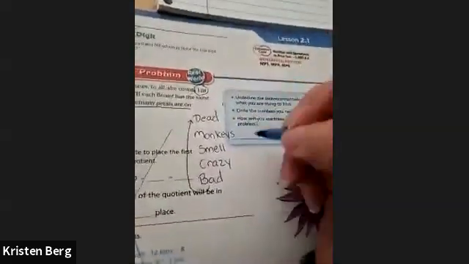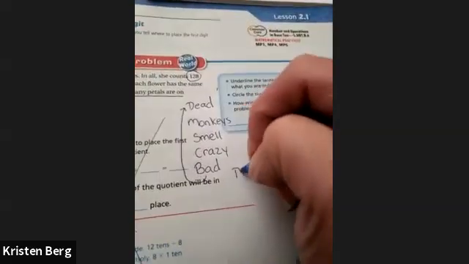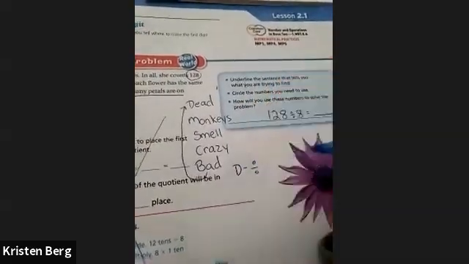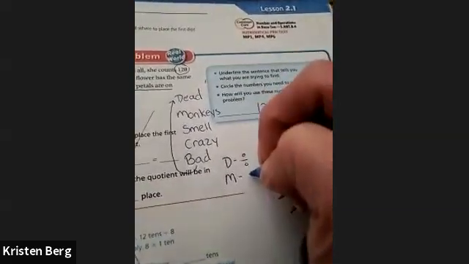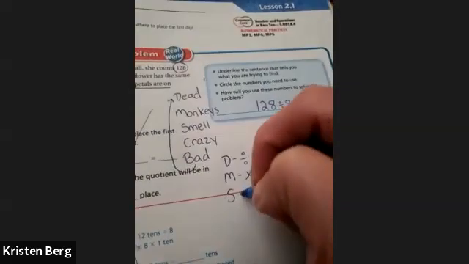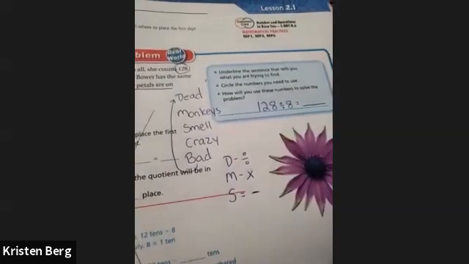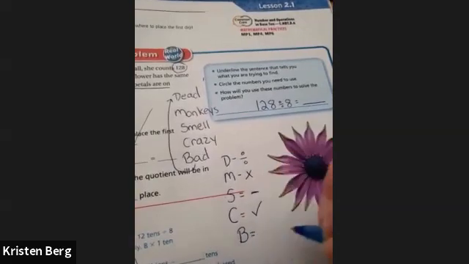So on dead, the D in dead stands for divide. That's going to be your first step. Then monkeys, the next step is multiplication. Then smell, the next step is subtract. That's what the S stands for. The C in crazy stands for check. And the B in bad stands for bring down. And whenever you bring down, you start up at the top again, so that it is a cycle.